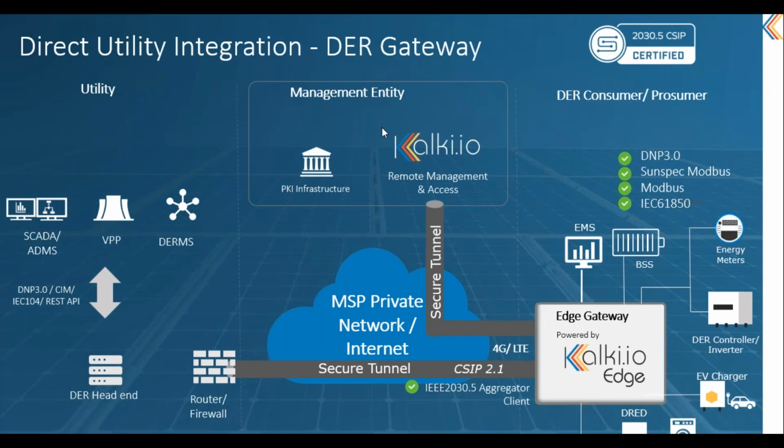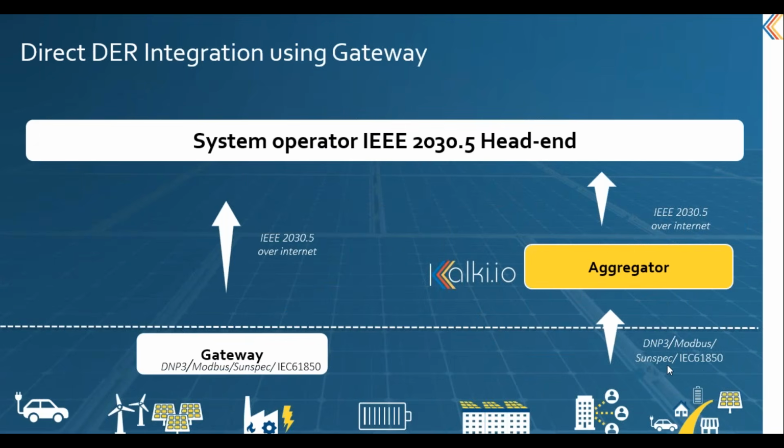On the aggregator-based solutions, all the DERs are connected with the aggregator, which aggregator software can sit on cloud or on aggregator on-premise servers. And from the aggregator servers, all the DERs can be connected directly over the legacy protocols like DNP3, Modbus, SunSpec, etc. And the aggregator, which is the Calculator.io service, can integrate with the utility system on IEEE 2030.5 over a wired internet or a VPN network.